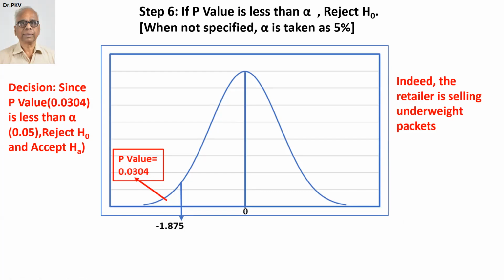To make it simple, compute the p-value. If the p-value is less than alpha, reject the null hypothesis and accept the alternative. In this case, we accept the alternative mu less than 250, and therefore we say the retailer is selling underweight packets, which is the conclusion, and therefore you need to investigate and take corrective action. So this is the beauty of hypothesis testing, a systematic way of following 6 steps. I hope you have gained some knowledge about the basic principle of hypothesis testing in the context of decision making.